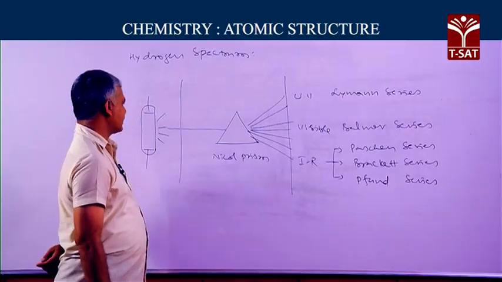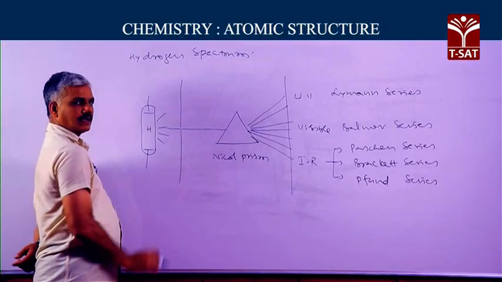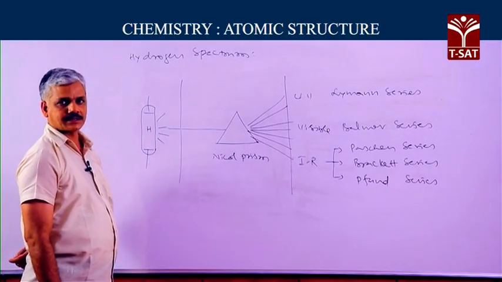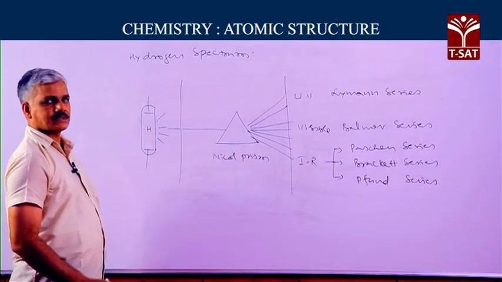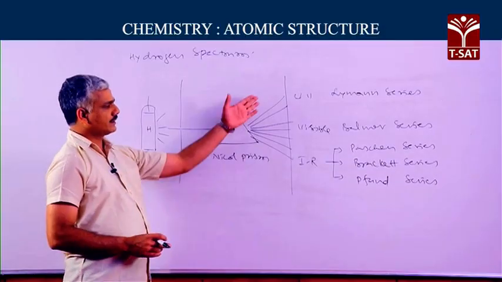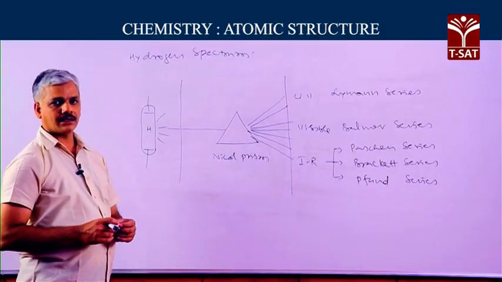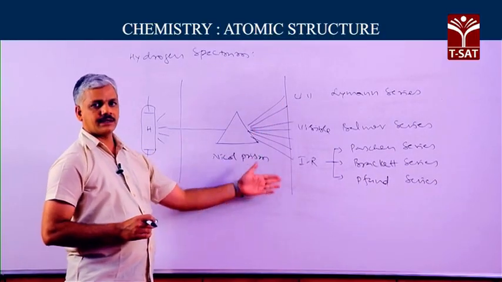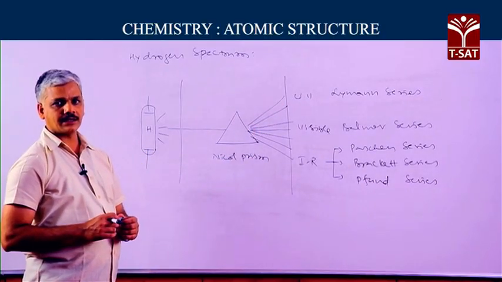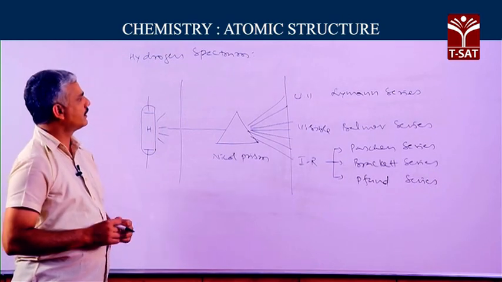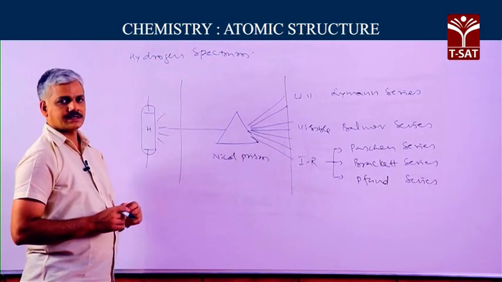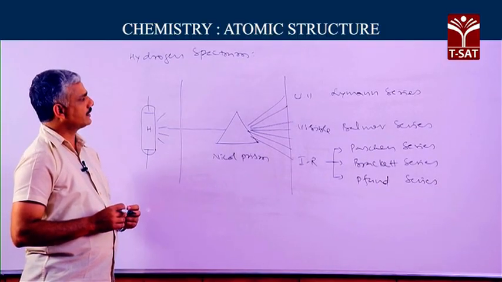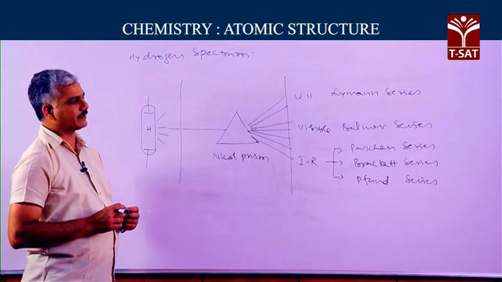Now the question is, hydrogen is a simple gas, a simple element with only 1 electron in it. So, how can such a simple element produce so many electromagnetic waves, that too in 3 different regions of the electromagnetic spectrum? That is called hydrogen spectrum, and the answer for this hydrogen spectrum was given by Bohr's atomic model.